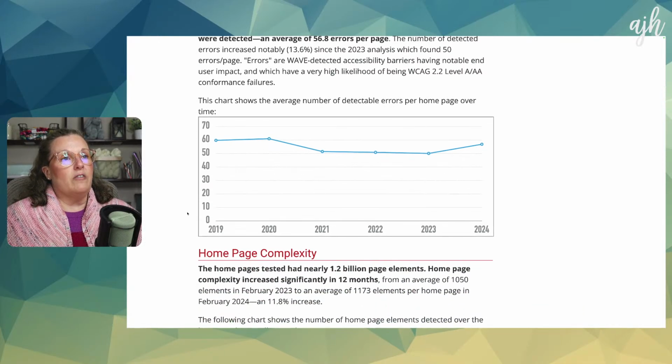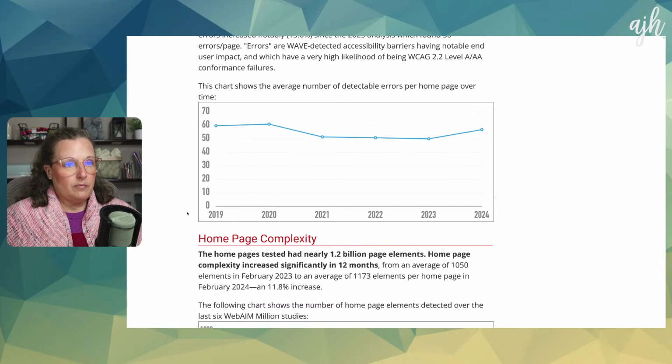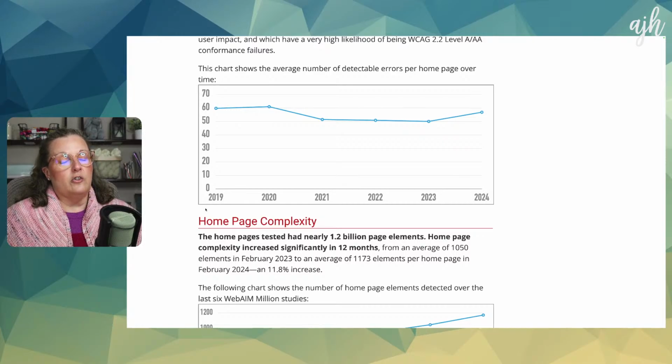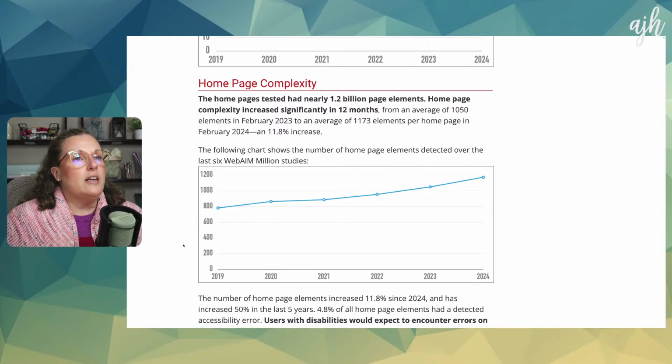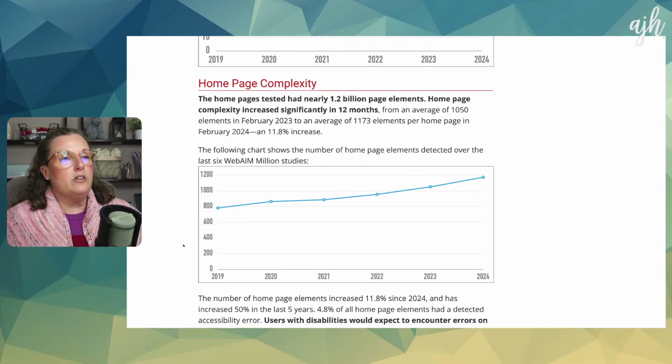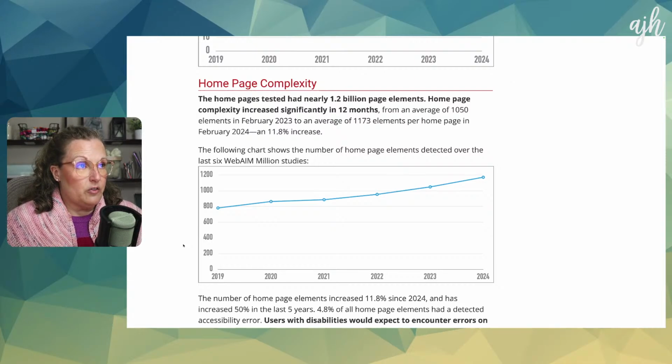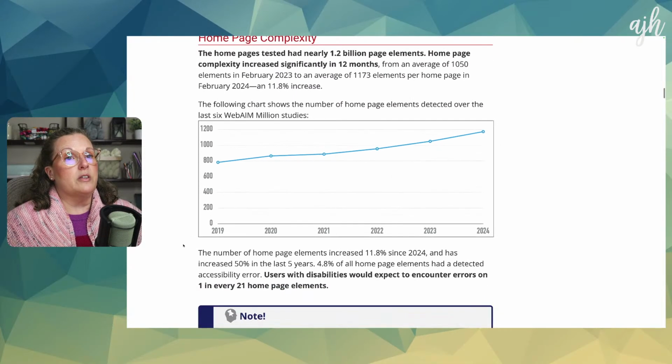This chart shows the average number of detectable errors per home page over time. And again, they started this in 2019. So, homepage complexity. The home pages tested had nearly 1.2 billion page elements. Home page complexity increased significantly in 12 months from an average of 1,050 elements in February 2023 to an average of 1,173 elements per home page in February 2024, an 11.8% increase.